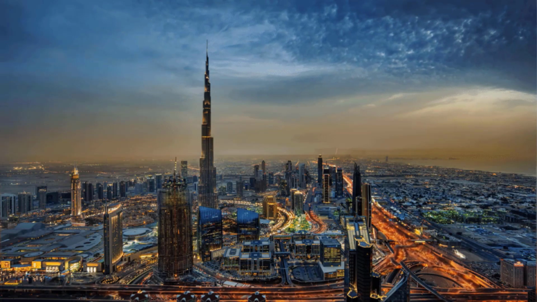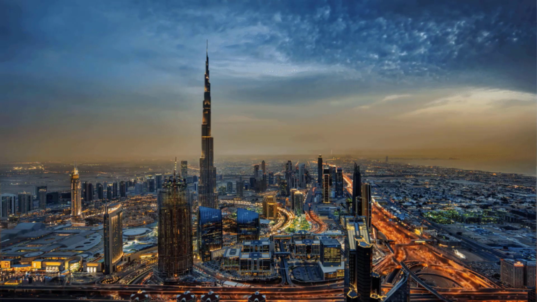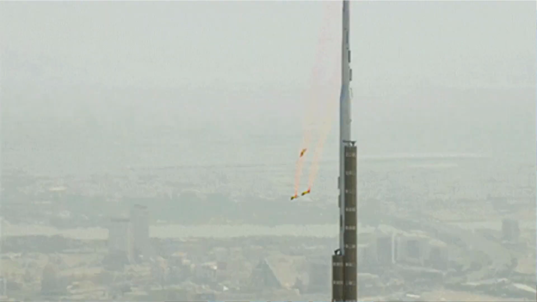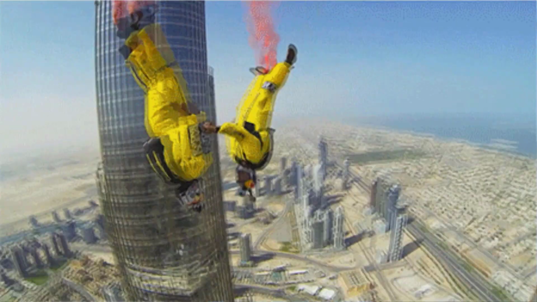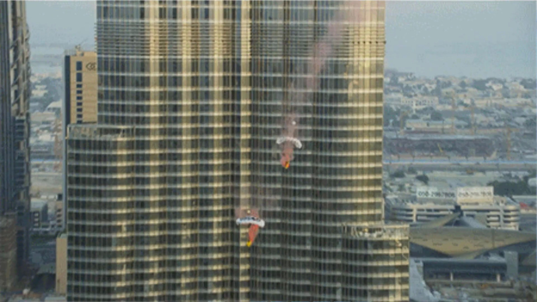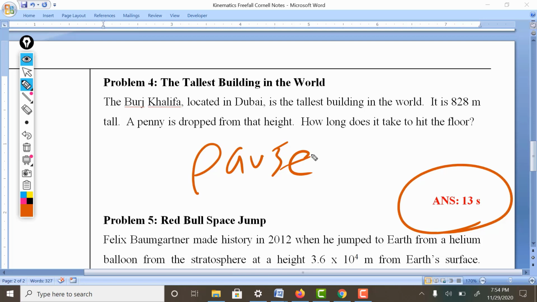We have problem 4, the Burj Khalifa, the tallest building in the world, 828 meters tall. So we go to the top, we drop a penny. Here we go. How long will it take to hit the floor? I want to give you an opportunity to go ahead and try this out without me. Okay, I leave you the answer. It's rounded. I believe it should be like 12.99 seconds.